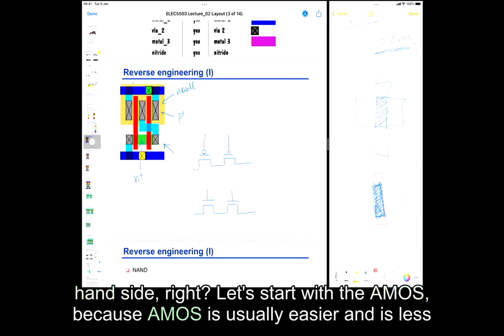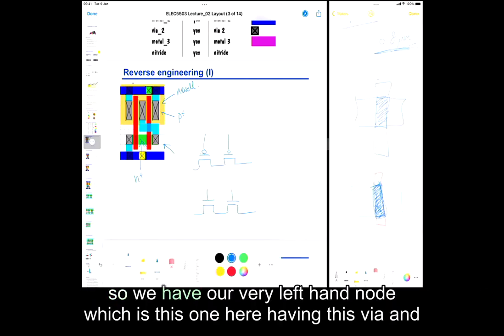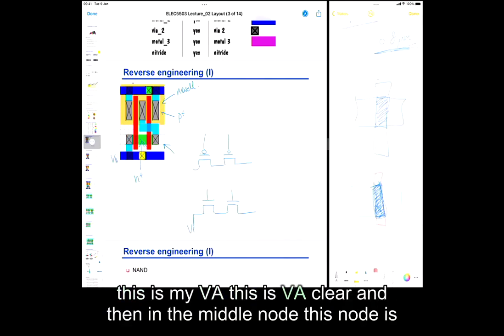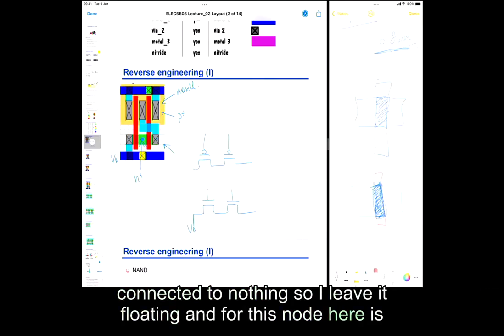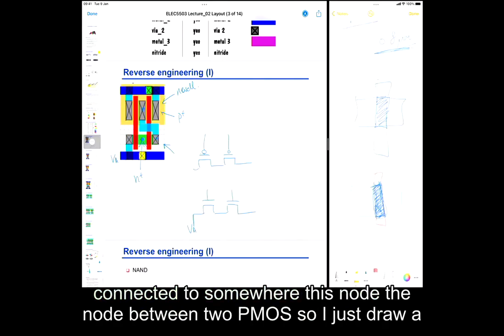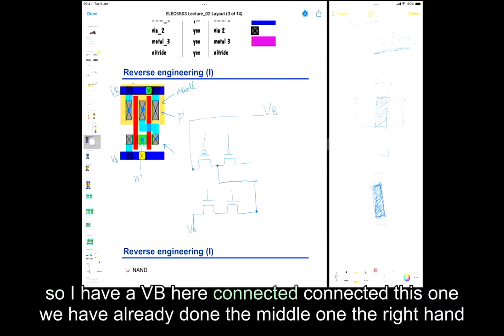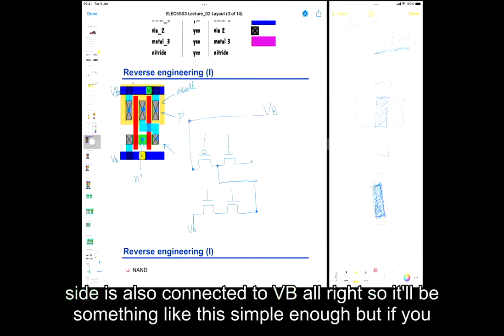Let's start with the NMOS, because NMOS is usually easier and less complicated. So we have our very left-hand node, which is this one here, having this via, and it's connected to my metal, right? I say this is my VA. Clear? And then the middle node is connected to nothing, so I leave it floating. And this node here is connected to somewhere, the node between two PMOS. So I just draw a node connected to here, okay? And for my PMOS, the left-hand node is connected to the metal. I say VB, so I have a VB here, connected. This one we have already done, the middle one. The right-hand side is also connected to VB, all right? So it'll be something like this.